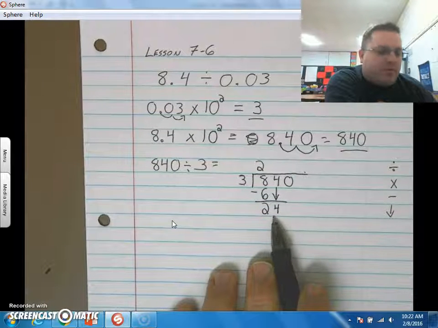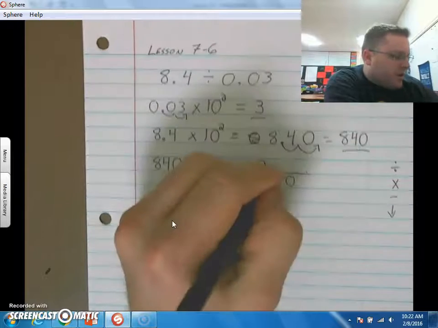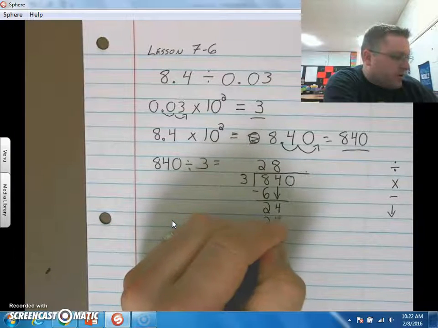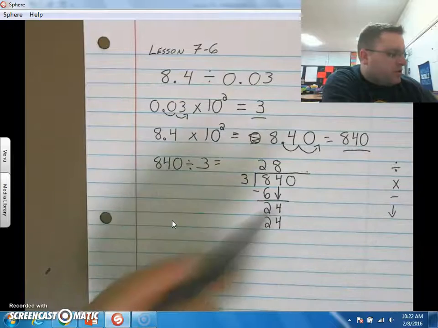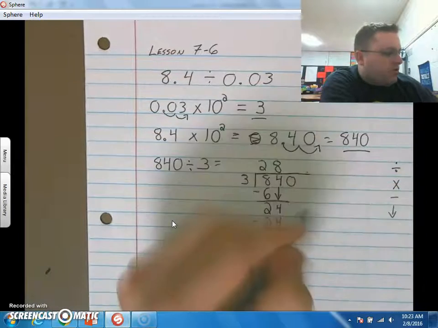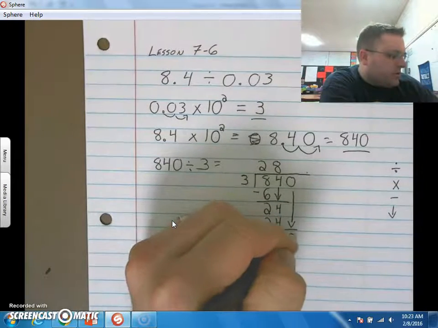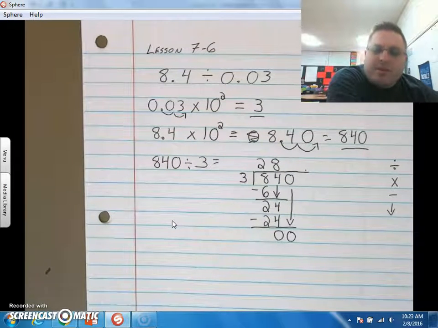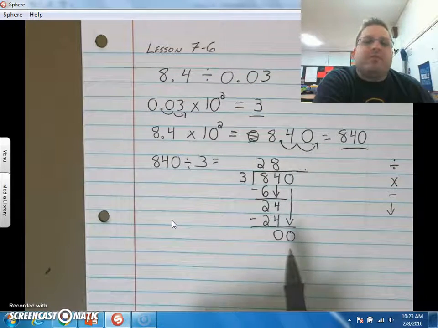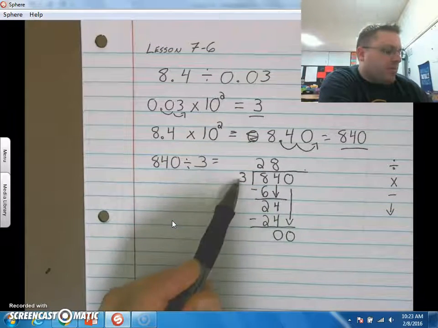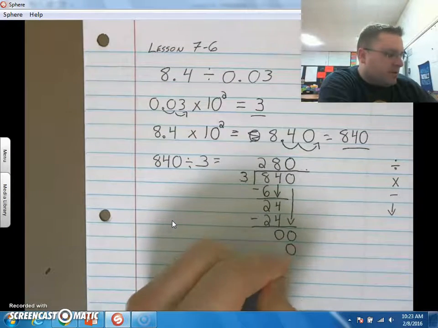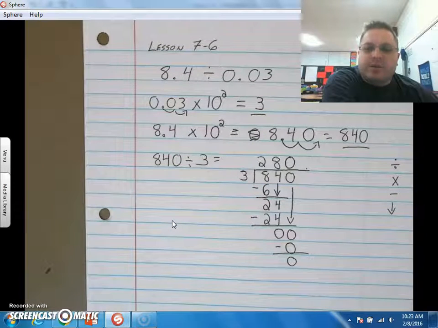Remember, anytime you drop, you must divide. 24 divided by 3 is 8. Multiply. 8 times 3 was 24. Subtracting. 24 minus 24 is 0. You drop the next place value, and I have the new number 0. The big thing to remember is I dropped a place value, so I must divide. Even if it's a 0, I have to divide since I dropped the place value. So 0 divided by 3 is 0. 0 times 3 is 0. And of course, 0 minus 0 is 0.